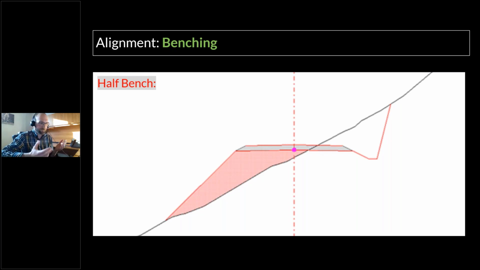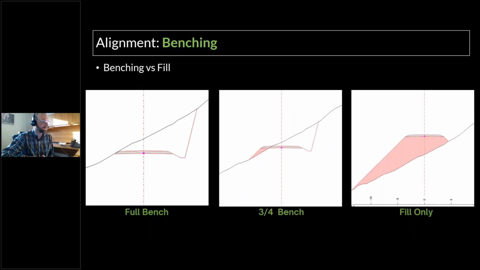But there's other instances where you'll use other benching techniques. So here we've got full bench, 3/4 bench, and fill only. And this isn't all inclusive. There's other benching prescriptions that you'll see. Here, that terminology is referring to how much your road is founded on an excavated bench. So in full bench, the entire road's founded on cut. 3/4 bench, well, 3/4 of the road is founded on cut. And then fill only, none of the road is founded on cut. It's a fill only embankment.